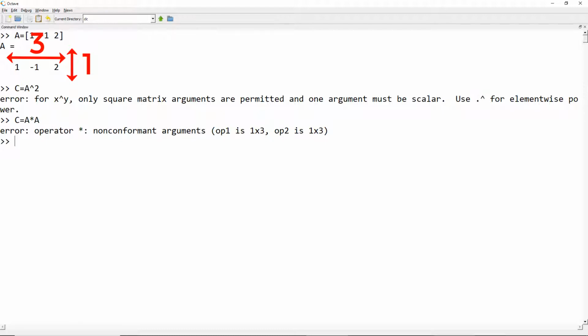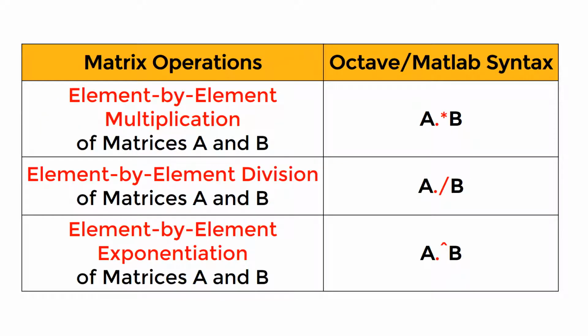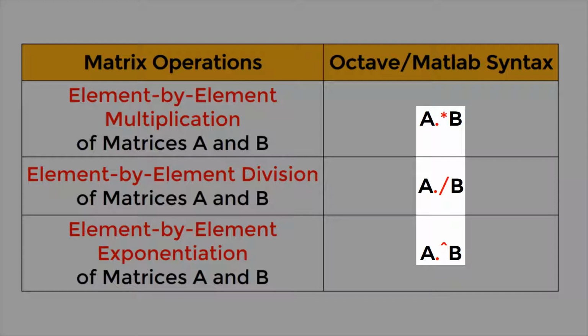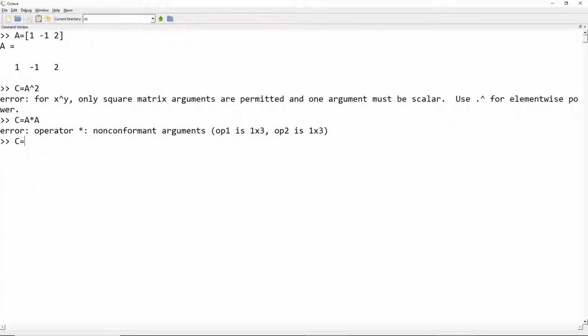What you wanted is to do the element-wise square of all the elements of A. For the element-wise operation, you can use period before your operator. You can also use period for division and exponentiation. So you can use A period caret 2 to achieve what you need. Also, you can use period for the star sign.